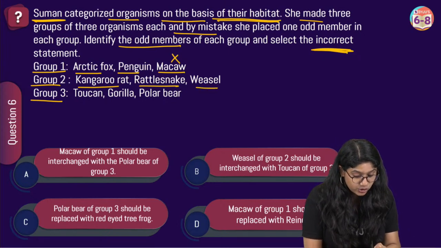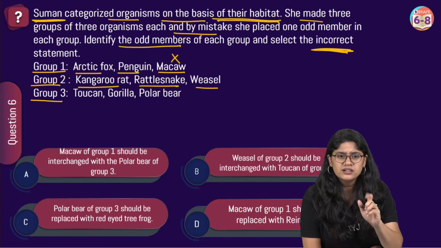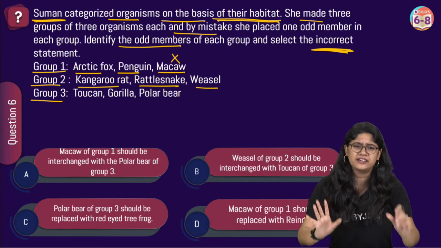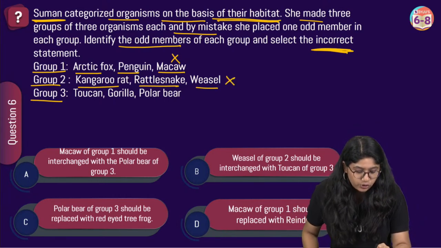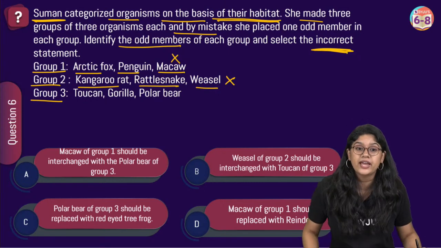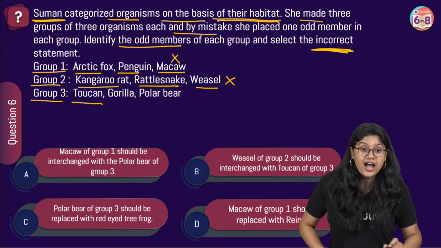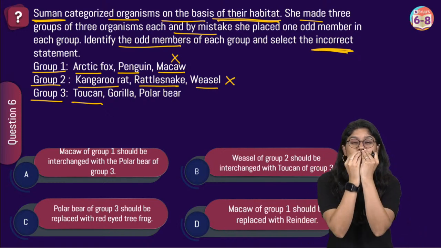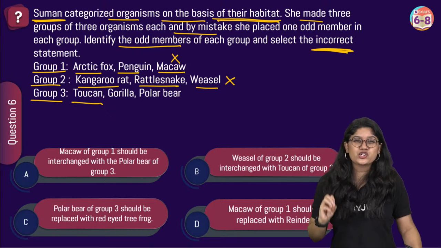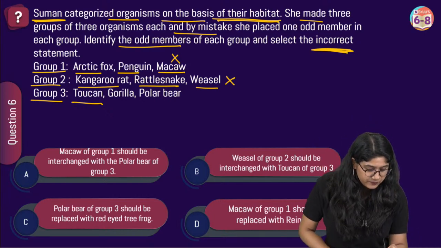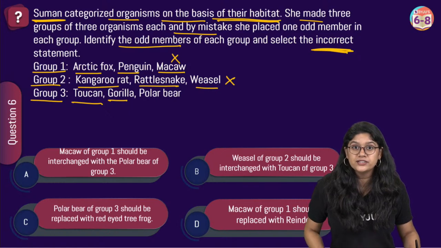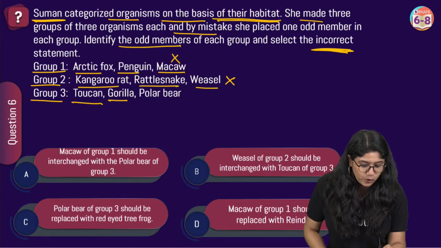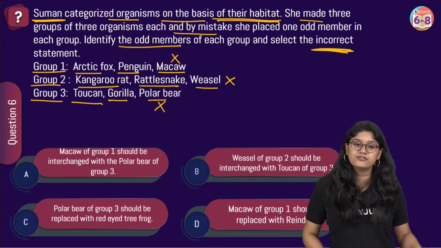And then we have weasel, which is not a desert animal, but is usually found in a green place, where there's green land. So this is also a wrong animal. Then we have toucan. I'm sure you must have seen this, right? A black bird with a very beautiful beak, yellowish, orangish beak. And gorilla. They're found in the tropical forest, very green forest, right? And then we have polar bear, which is definitely not found in the forest.